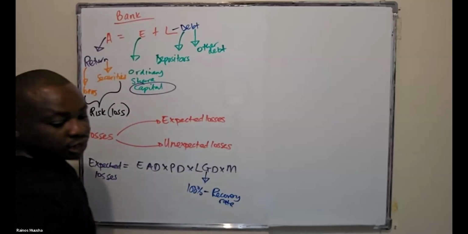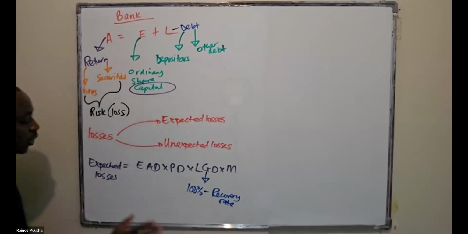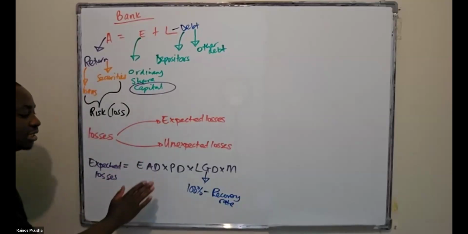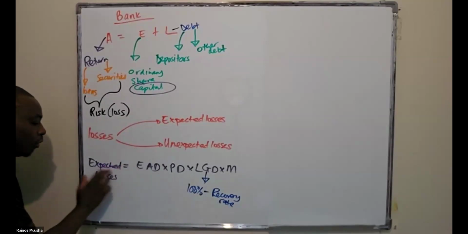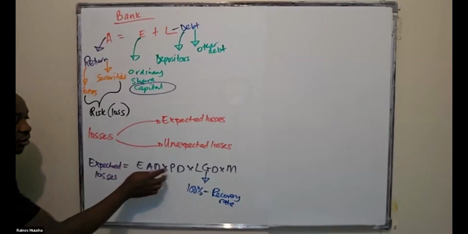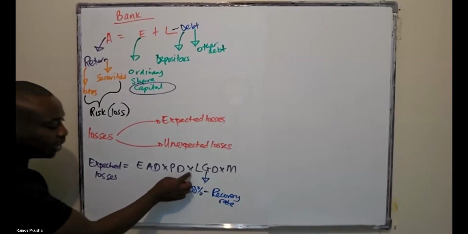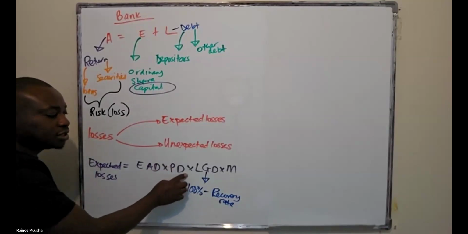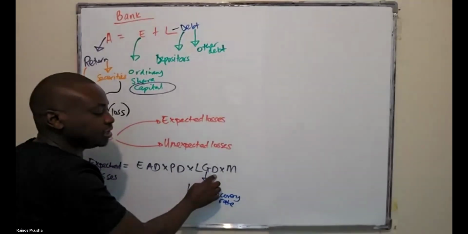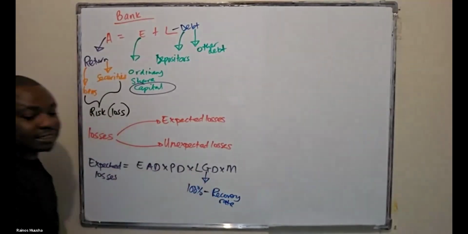So what we're going to do now is look in detail at this expected loss. What is this component of exposure at default? What is this component of probability of default? And what is this component of loss given default? That's what we're going to be looking at.